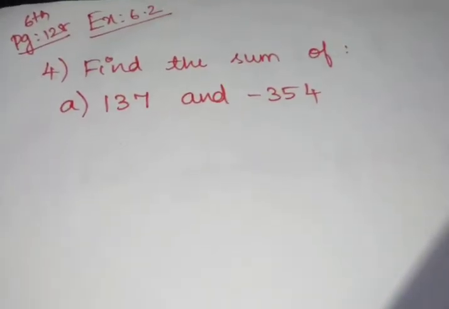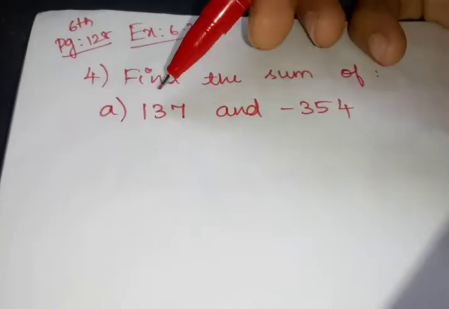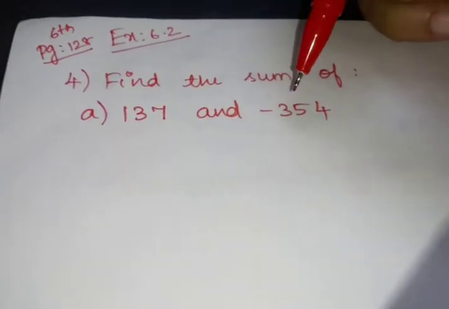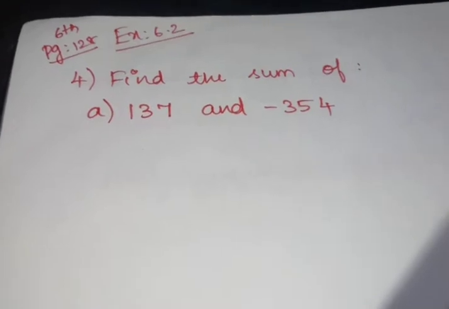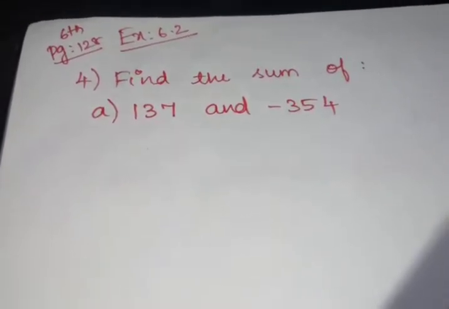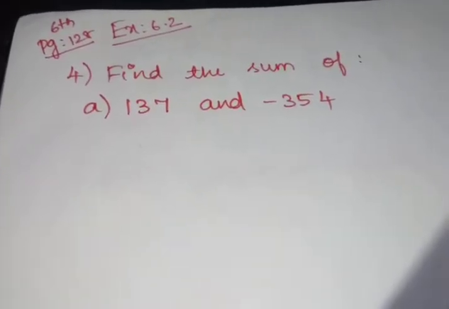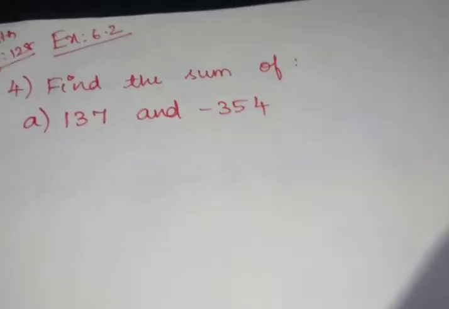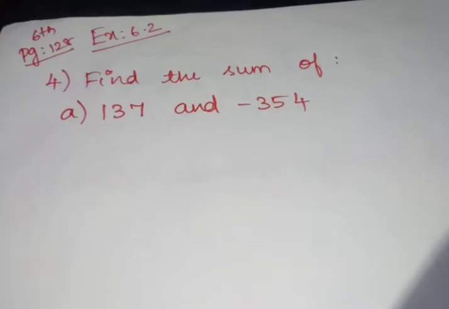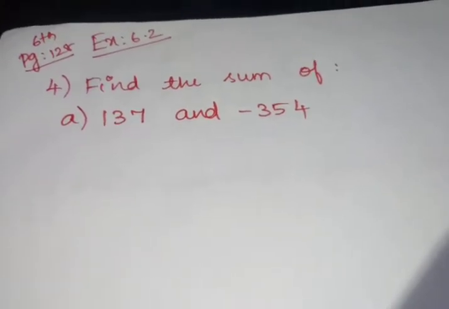Find the sum of A, 137 and minus 354. Okay, we are going to add two integers. As usual, what we will be doing? If it is the same sign, you will add and put the same sign. If it is a different sign, you will subtract and put the greater number's sign. The same way we are going to do this.